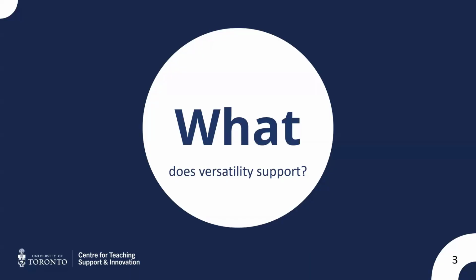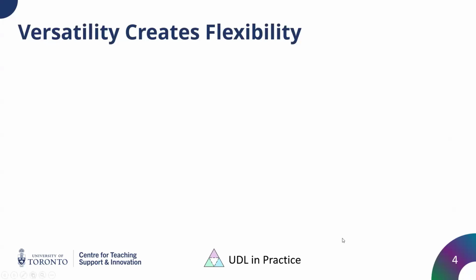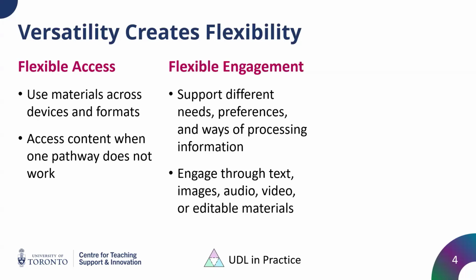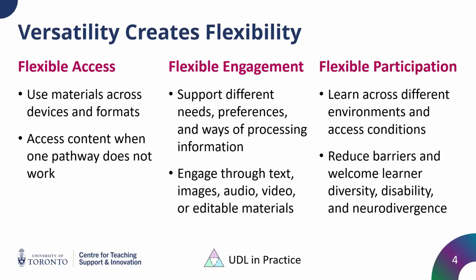So what does versatility actually support? First, versatile design supports flexible access. Learners use different devices and formats, and sometimes a single pathway does not work as intended. Second, versatile design supports flexible engagement. So learners engage materials differently depending on their needs, preferences, and ways of processing information. Finally, versatile design supports flexible participation. So when we create more flexible materials, we can reduce barriers and better welcome learner diversity, including disability, neurodivergence, and the many ways learners may interact with course content.